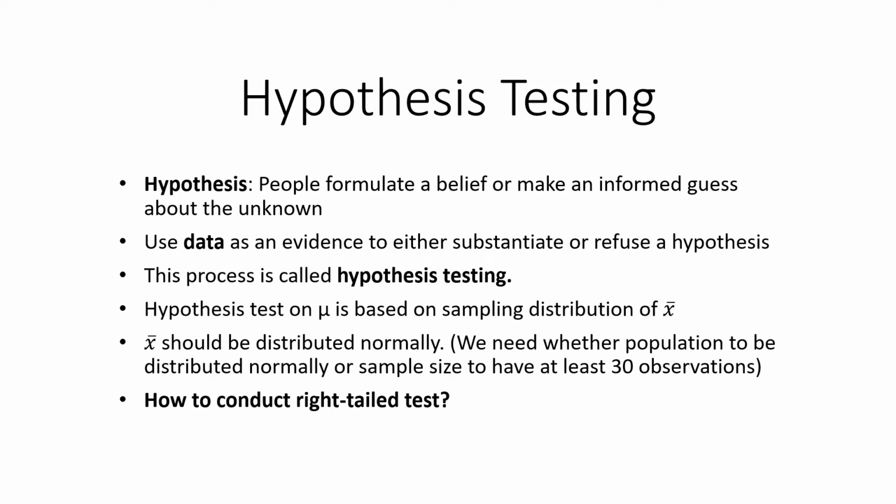Note that hypothesis testing on population mean is based on the sampling distribution of sample mean. In order to implement the test, we need the sample mean to be distributed normally. If the underlying population is distributed normally, then we are good to go. If not, then by the central limit theorem, the sample mean is approximately normal as long as we have at least 30 observations in the sample. In this video, we will talk about the right tail test.